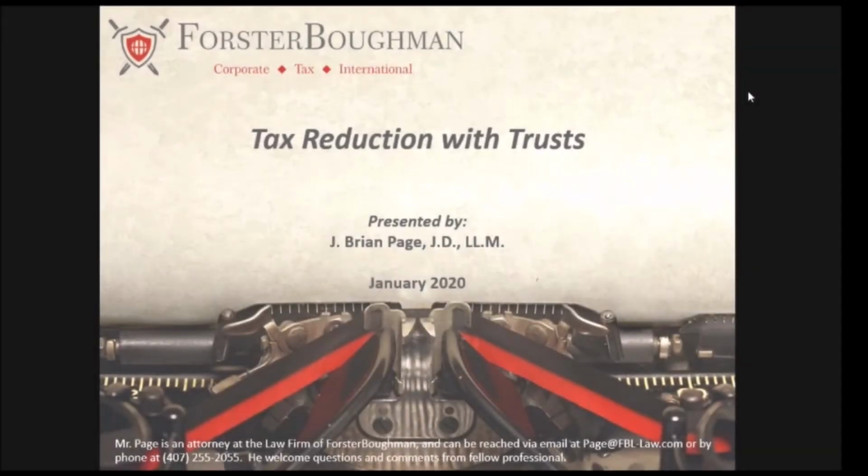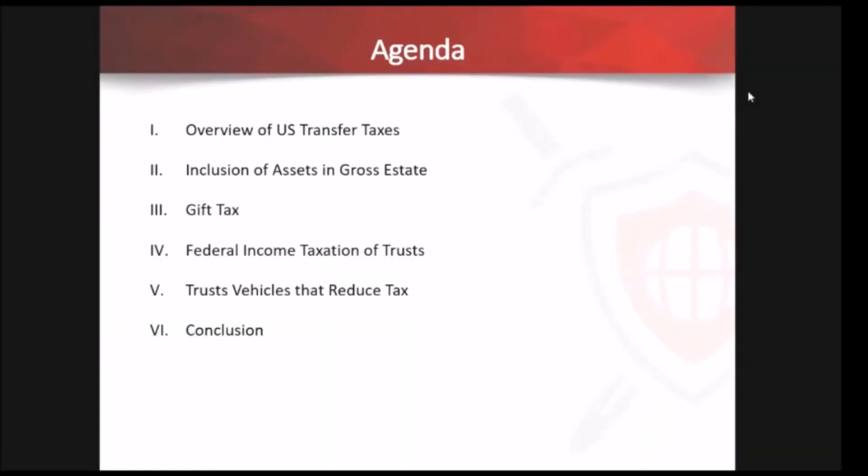Tax reduction with trusts. Today, we're going to go through some broad overviews of the current tax regime in the United States as it relates to both income and transfer taxes for trusts, how they work, how they operate, and also techniques to utilize tax reduction. So as a broad overview, in the United States, at the federal level, we have two types of taxes for trusts: income and transfer.